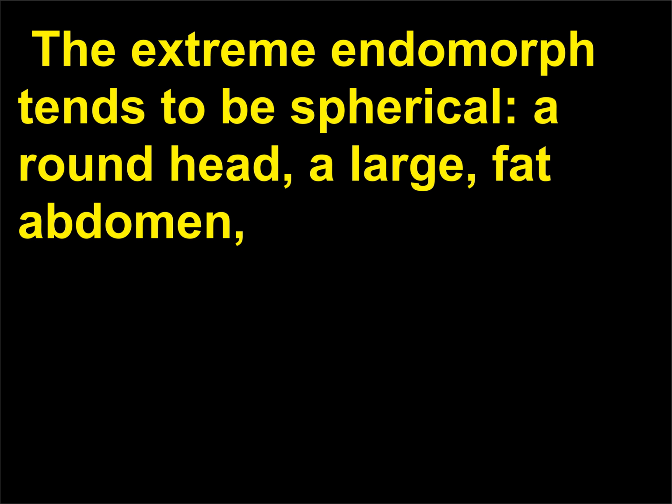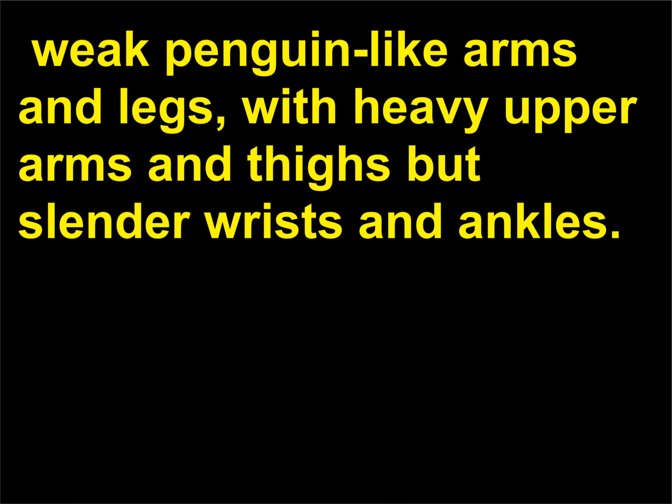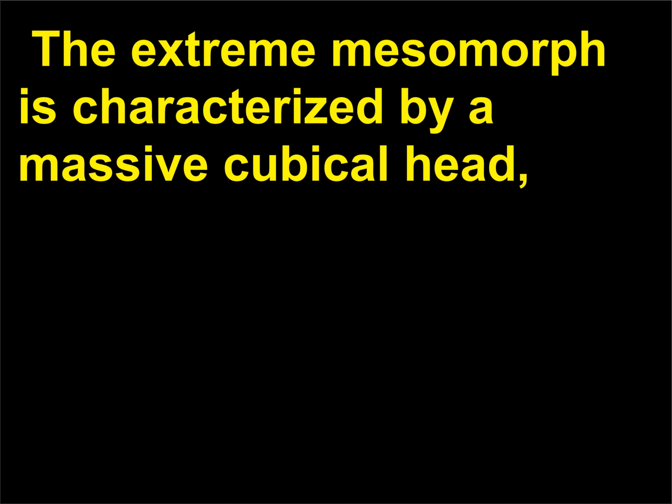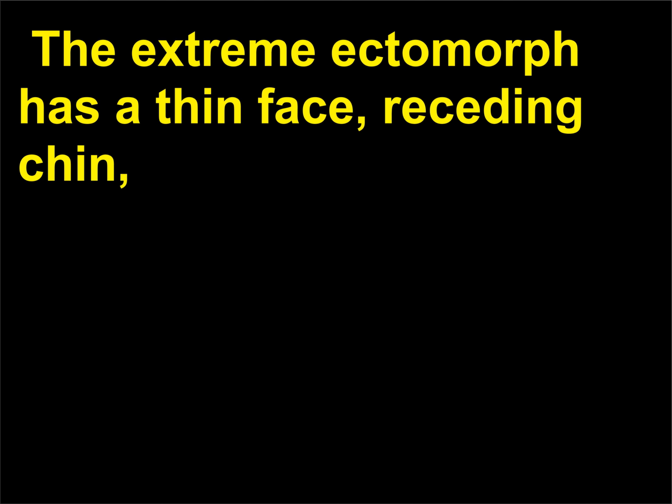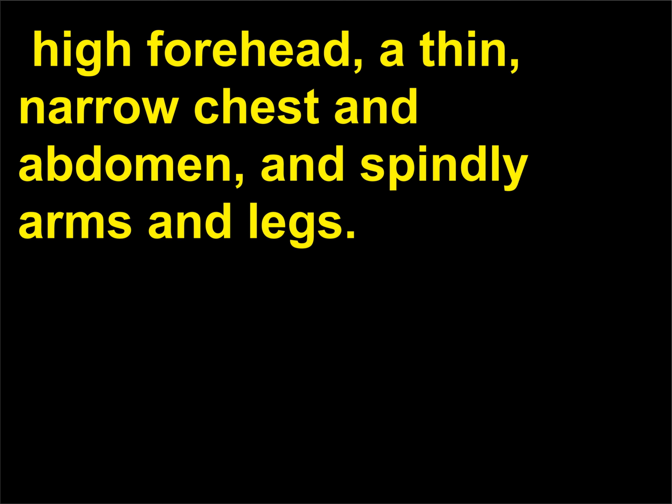The extreme endomorph tends to be spherical, a round head, a large, fat abdomen, weak penguin-like arms and legs, with heavy upper arms and thighs but slender wrists and ankles. The extreme mesomorph is characterized by a massive cubical head, broad shoulders and chest, and heavy muscular arms and legs. The extreme ectomorph has a thin face, receding chin, high forehead, a thin, narrow chest and abdomen, and spindly arms and legs.